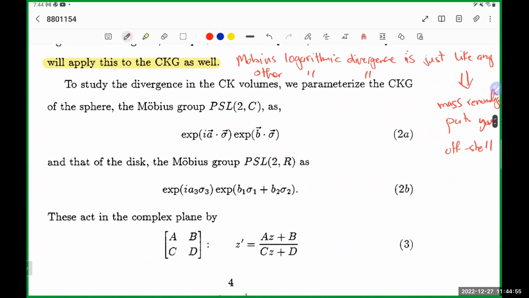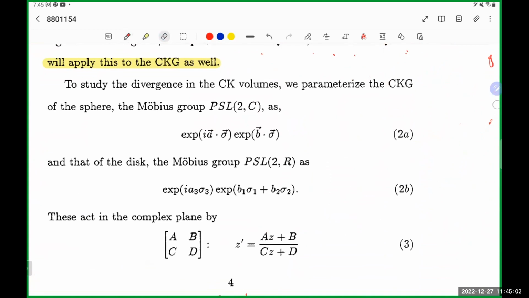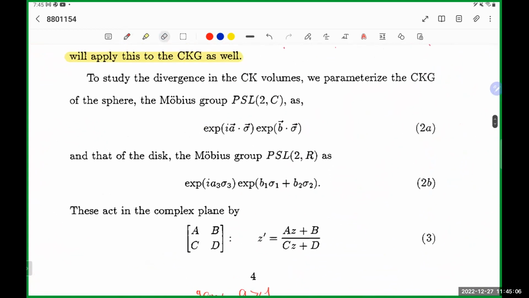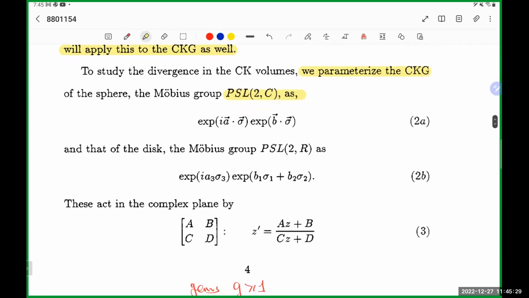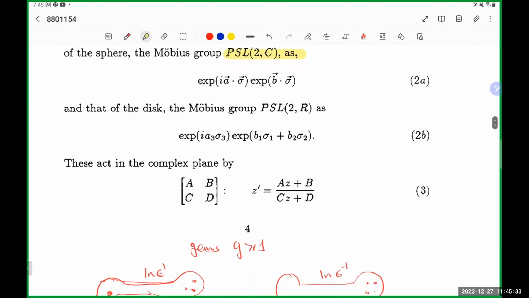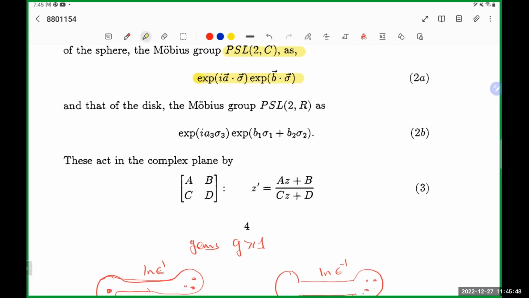And if we actually calculate the conformal Killing group, let's go over this. So what they do is that they parameterize the conformal Killing group on the sphere. It's the projective SL2C, to be precise. As follows: A dot sigma Pauli matrices. Of course, they act in the complex plane. As usual, it is the Mobius group, right? SL2C group, Mobius group.